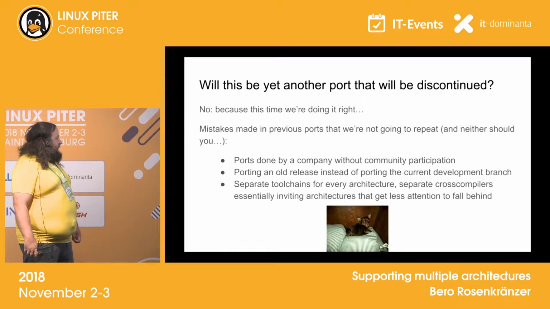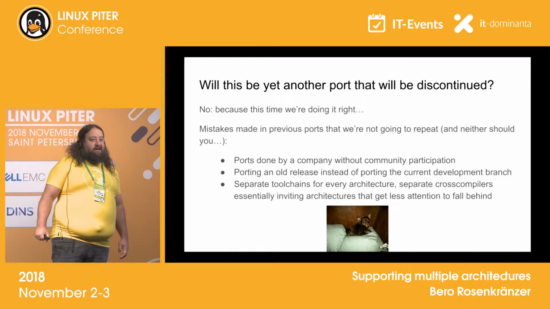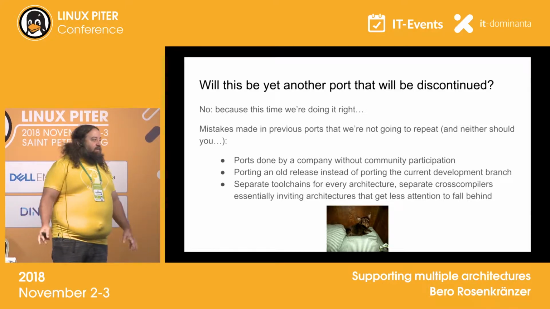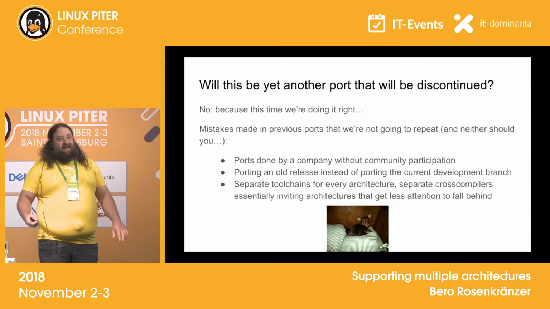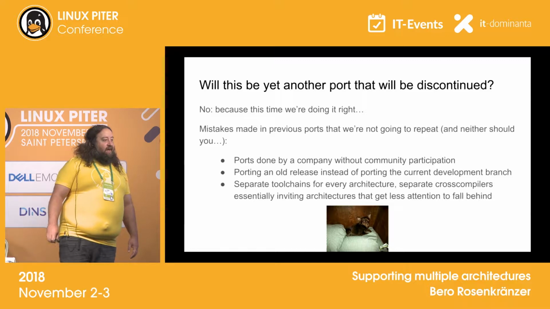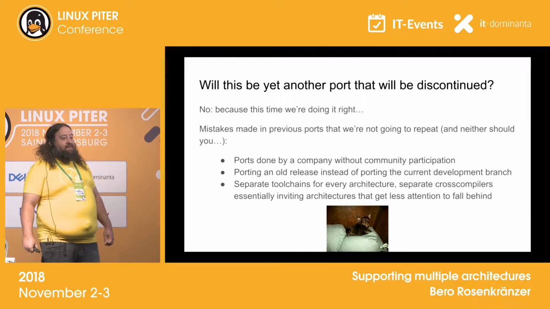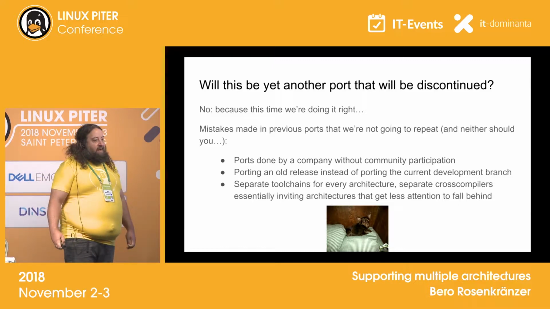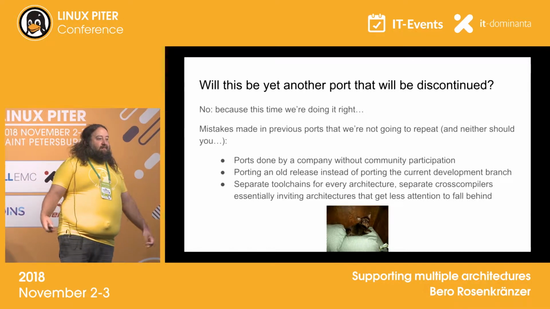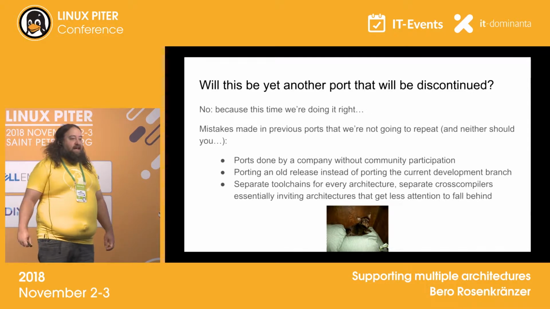Another mistake made earlier was porting an old release instead of porting the current development branch. So they took an old released version that was already considered stable and ported that, while in the other architectures the world was moving on. And by the time the port was done, it was already so far behind that nobody wanted to use it anymore. And it was really complicated to rebase that to newer versions then, because it was already so far behind. So that was another reason why ports got dropped previously.